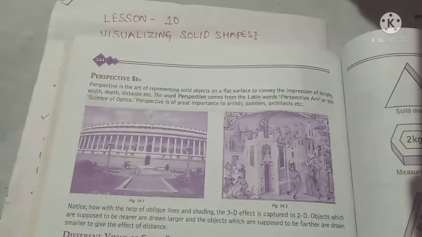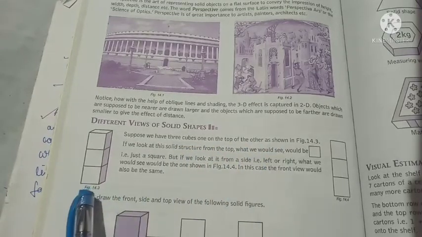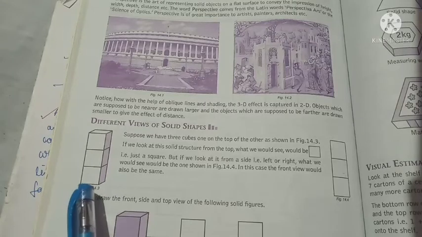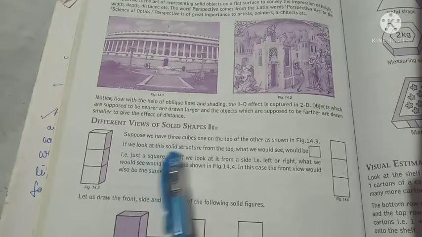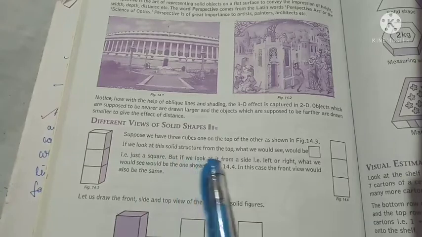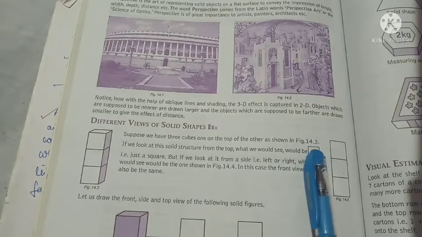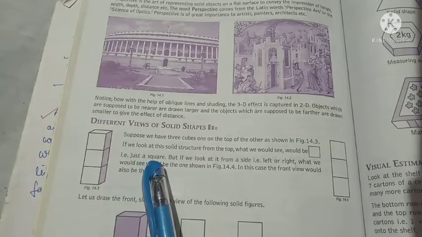Next, we have the different views of a solid shape. Suppose we have three cubes, one on top of the other, shown in the figure. If we look at this solid structure from the top, what will we see? When we look from the top, we will see only a square face. The top face is just a square.